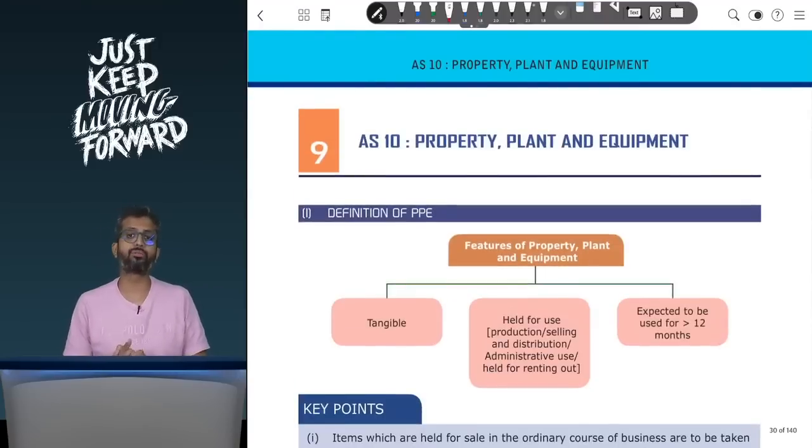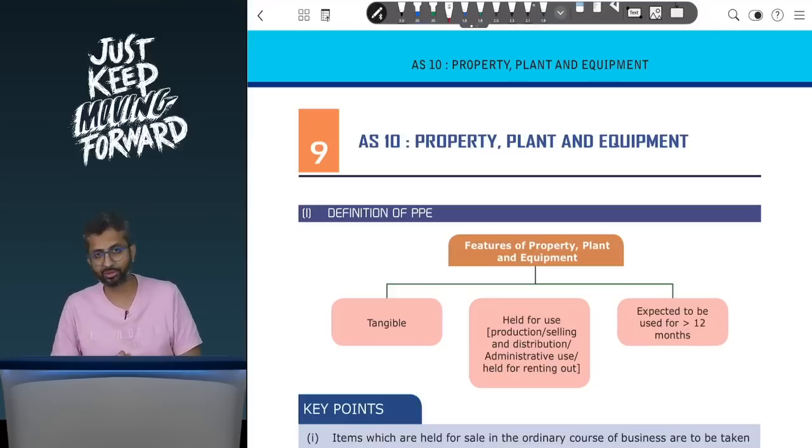That takes care of AS9. Next you go to AS10. Now this is a standard on property, plant and equipment. It's a fairly interesting standard.